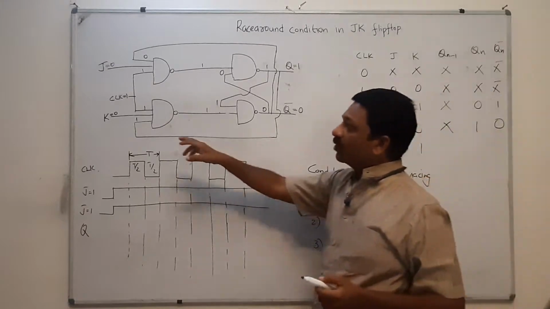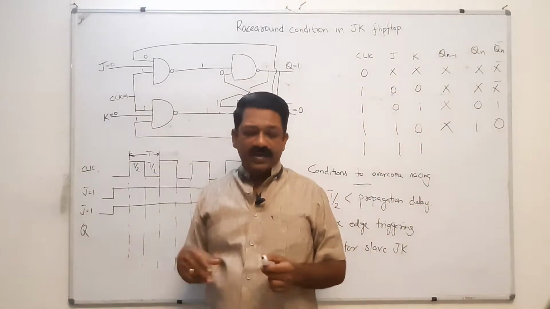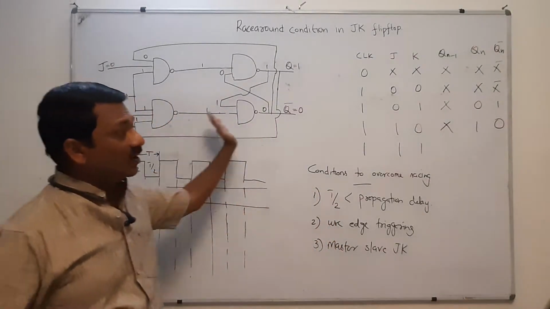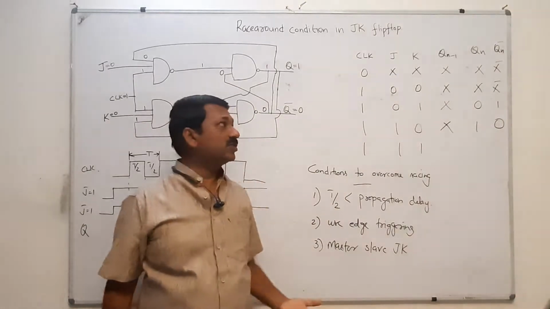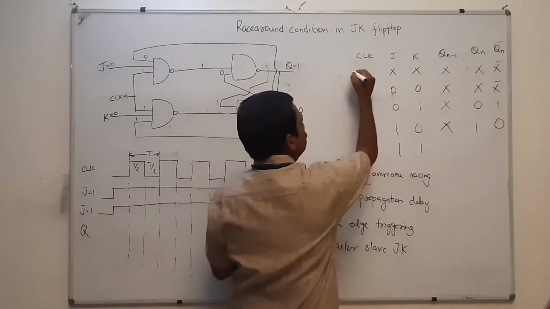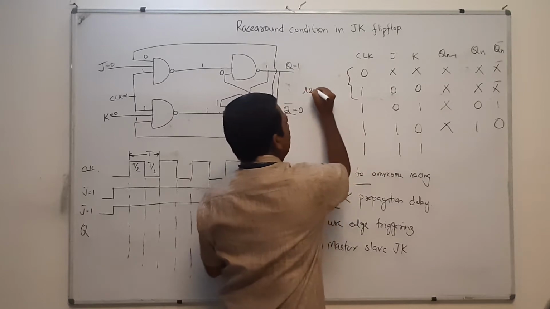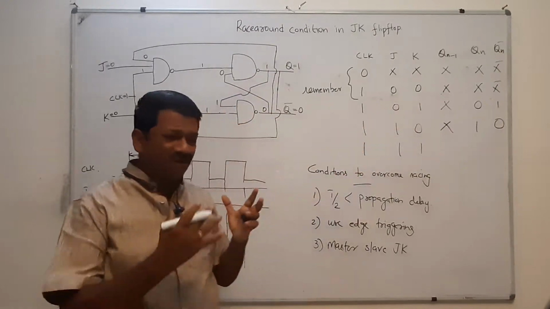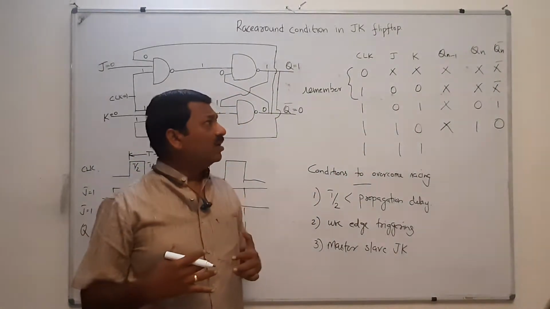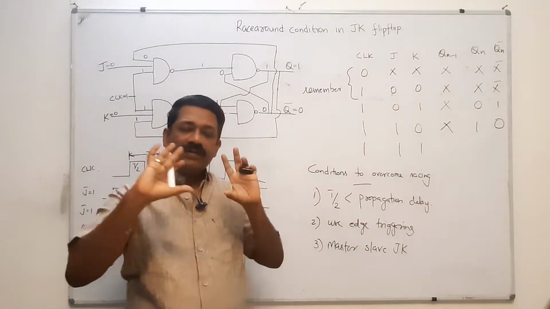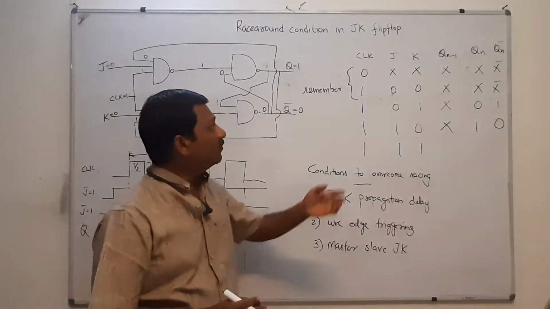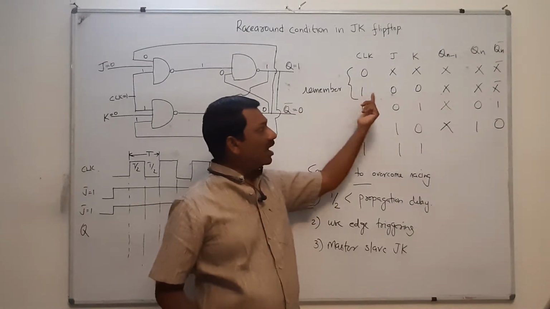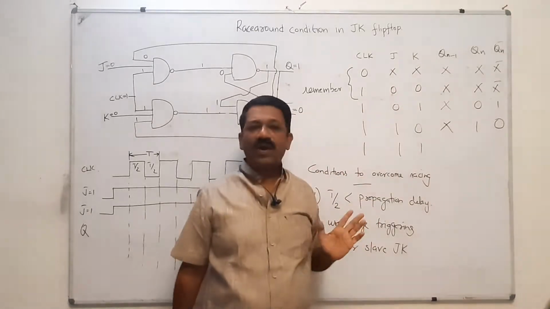That means if the clock input is 1 and if the values of j and k are zeros, then that flip flop will retain the previous value. It is remembering the previous value. That means here these two conditions remember those values. Whatever be the previous value of qn, that is retained. That means there is no change for the output if the clock input is 0, or if the clock input is 1 and the values of j and k are 0 and 0.